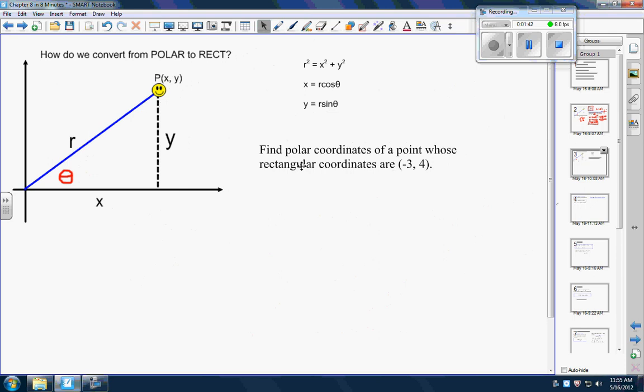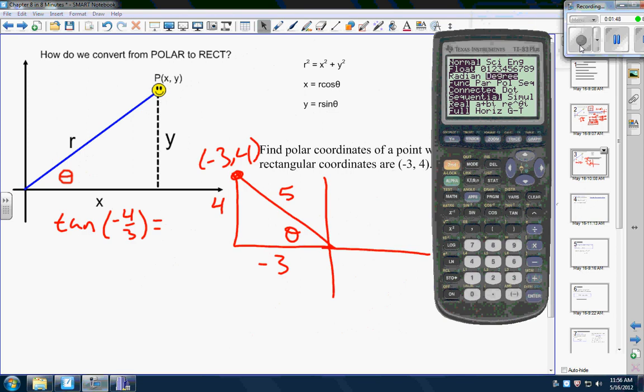If we want to go the other way, so find polar coordinates, so here's a rectangular one, draw a picture, set up everything you can. So we know we're in quadrant 2. We need to figure out that theta. Just a simple Pythagorean theorem will give us the radius. You can do whatever trig function you want.